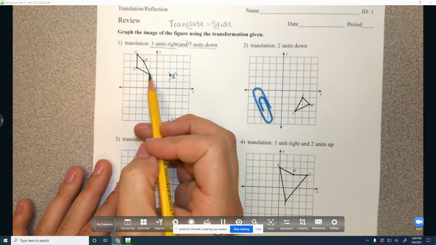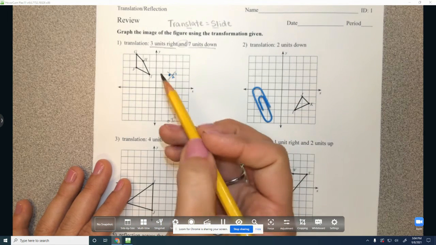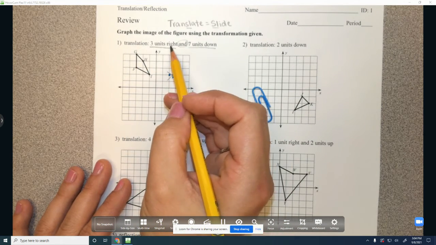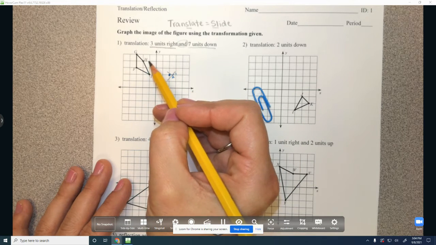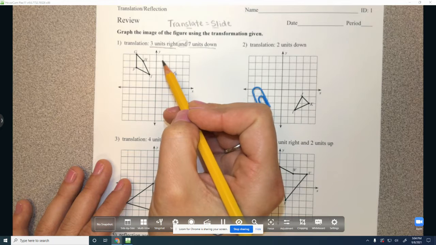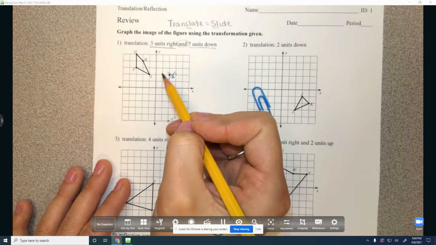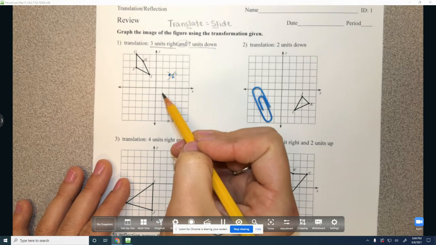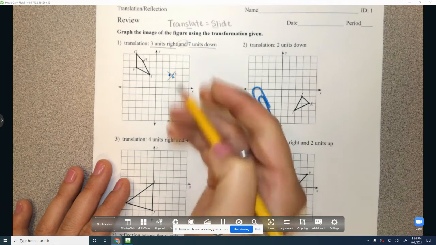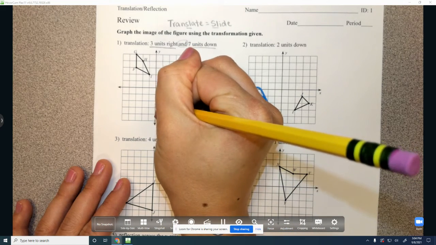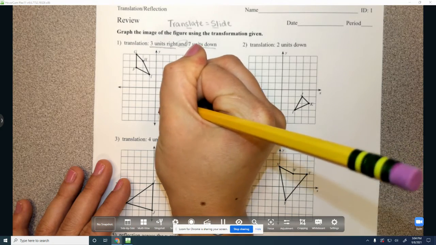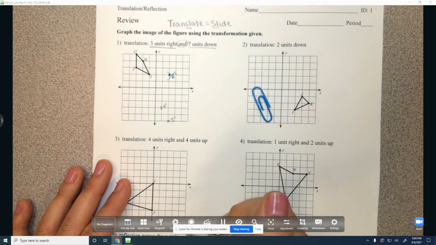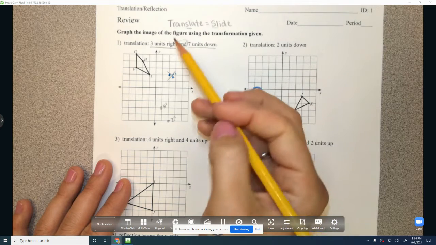But if you look at this image, I have 4 points. So I have to do all of them. 3 units to the right and 7 units down. I'm going to do H next. 1, 2, 3. 1, 2, 3, 4, 5, 6, 7. My new H is going to go right there. And it's not called new H, even though I call it that. It's H prime.